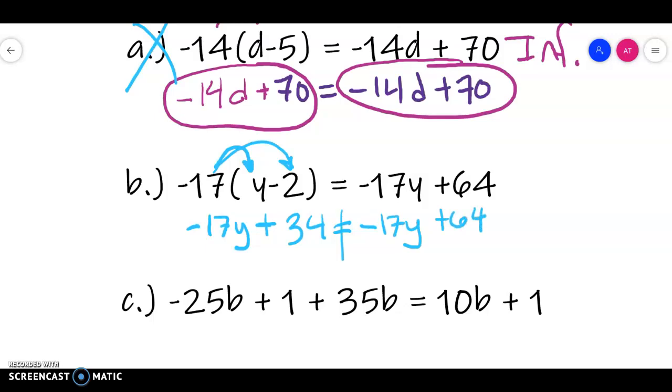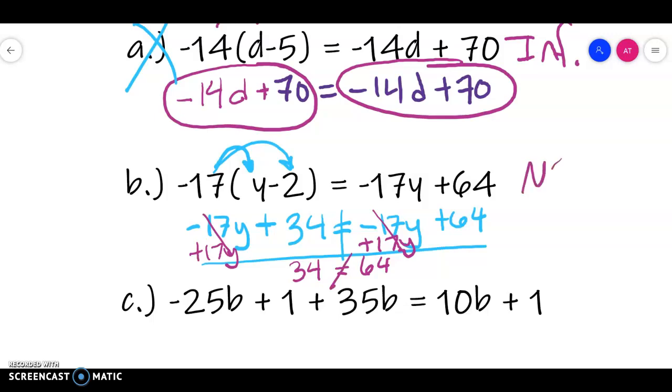So we can move our 17y over. I'm going to add 17y to both sides. I'm going to move from the right to the left. Oh no, both of them cancel. I have 34 equals 64. Is that what type of solution? No solution. So in this case, we're still looking for one solution, so it can't be B.